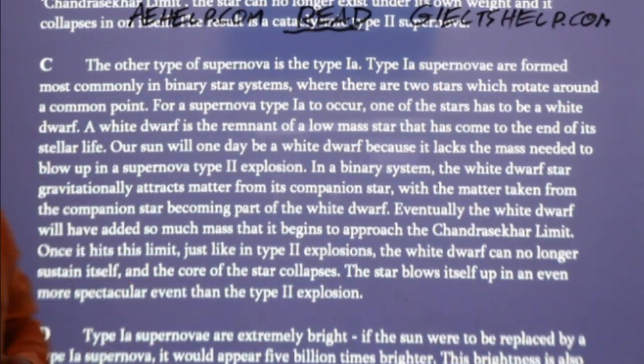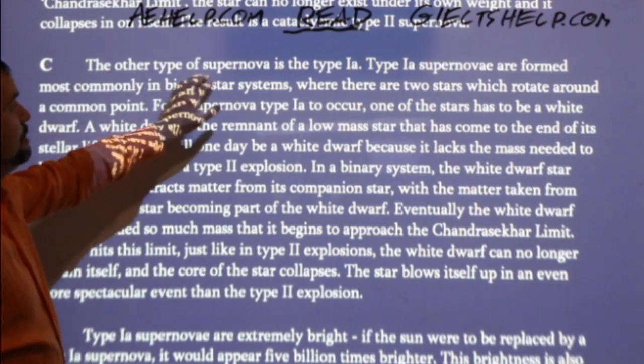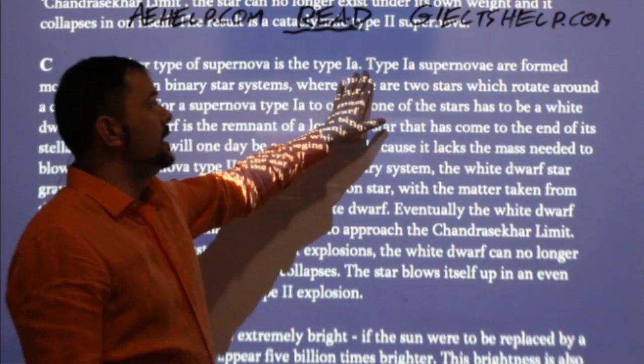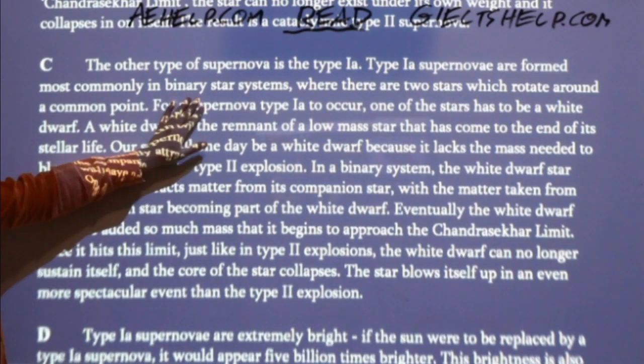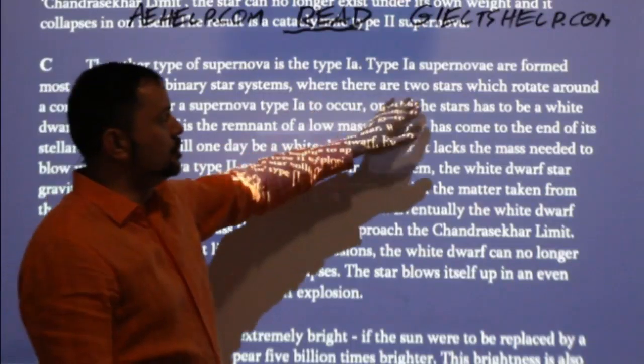Next paragraph, read with me. The other type of supernova is type 1a. Type 1a supernovae are formed most commonly in binary star systems where there are two stars.